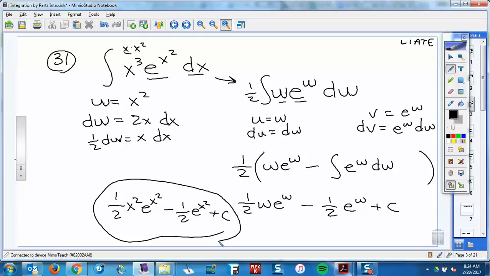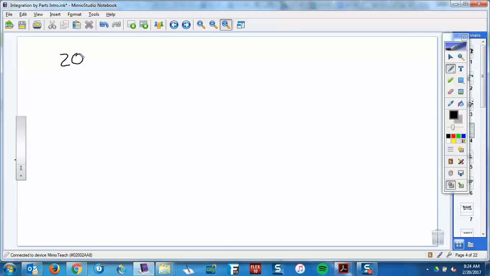Okay, for example, before we leave integration by parts, let's talk about number 20. If you want to write it down, you can, but this is another one I'm telling you is not going to be on there. But what was number 20? I didn't assign it, but I did have a couple of people.